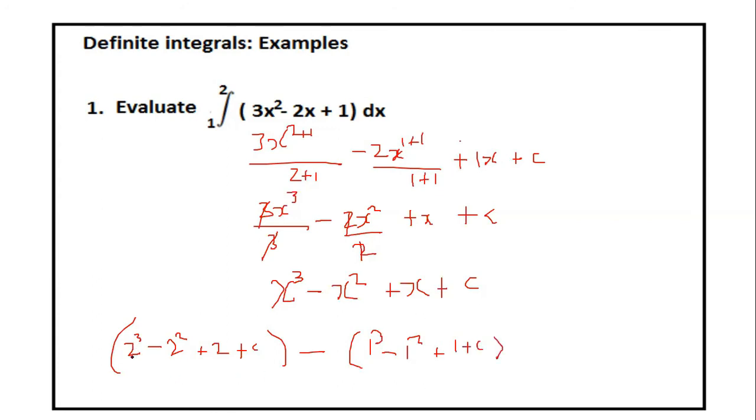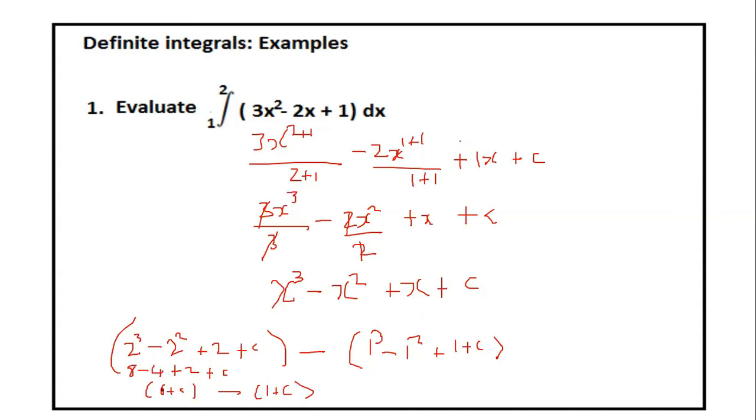2 to the power 3 is 8, so this is 8 minus 4, plus 2, plus c. 8 minus 4 is 4, 4 plus 2 is 6, so we have 6 plus c. You close these brackets. Then minus. Here 1 to the power 3 minus 1 to the power 2 will just cancel. Then we have 1 plus c.